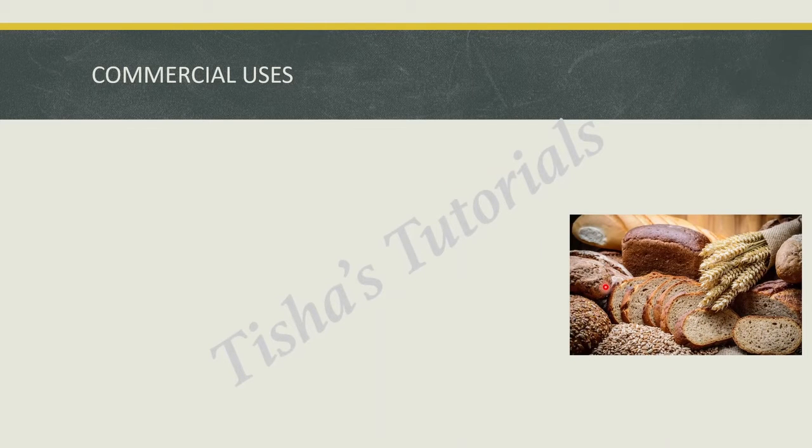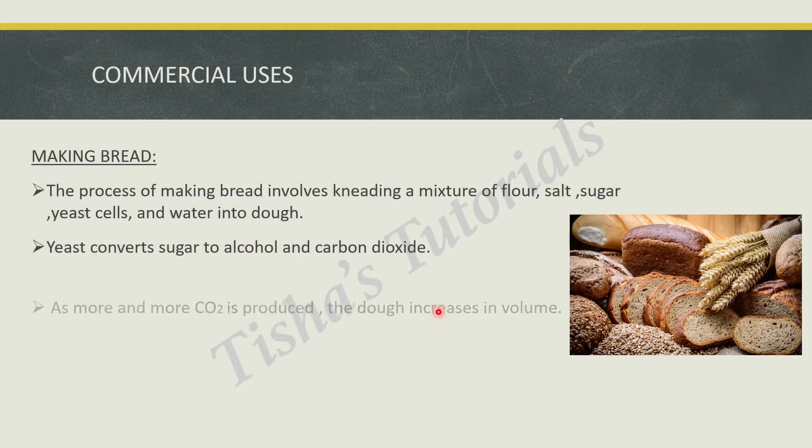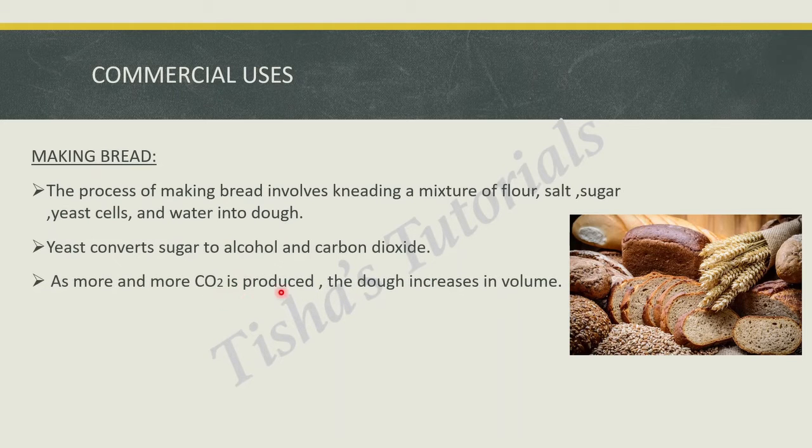Making of bread also involves use of microbes. The process of making bread involves kneading a mixture of flour, salt, sugar, yeast cells, and water into dough. Yeast cells are the ones which are responsible for fermentation. Yeast converts sugar to alcohol and carbon dioxide. As more and more carbon dioxide is produced, the dough increases in volume. This makes the bread more porous and spongy.